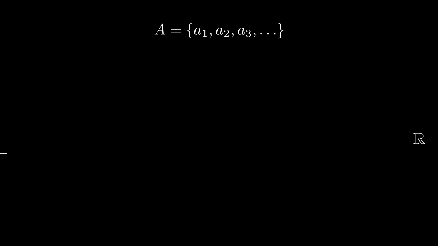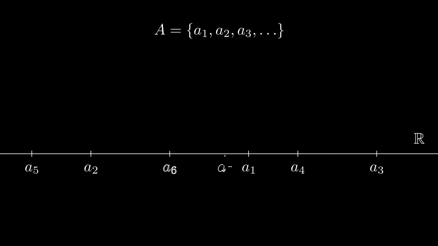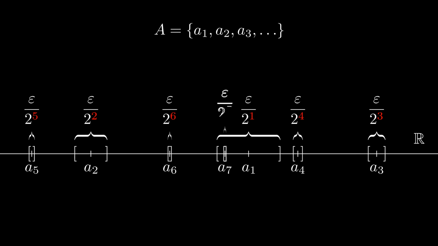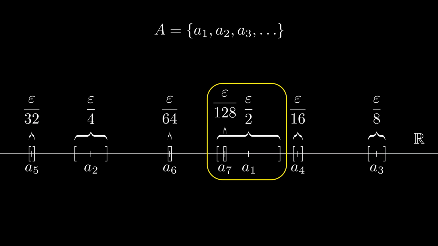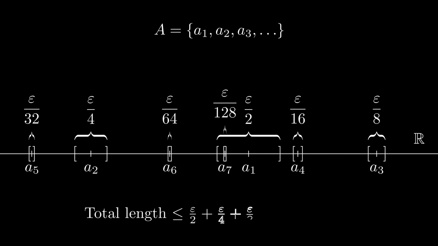Let A be any countable set. Then it is possible to index it by a1, a2, and so on. And now, just like what we did with the natural numbers, we can simply wrap each a_n in an interval of length epsilon over 2 to the power of n. Sometimes, the intervals can overlap with each other, but even in the worst case scenario, with none of the intervals overlapping, the total length will just be epsilon by our infinite sum, which completes the proof. So the impossible task of covering the rationals with intervals of small lengths is actually very much possible.